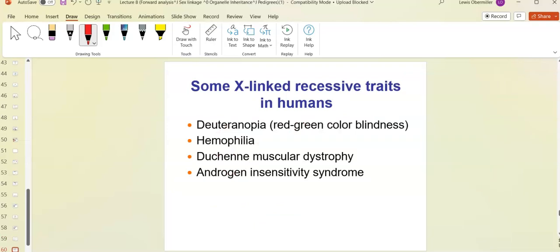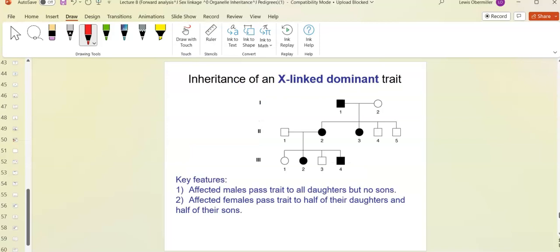So color blindness, red-green, hemophilia, Duchenne muscular dystrophy, and androgen insensitivity. All of those are X-linked recessive traits in humans.